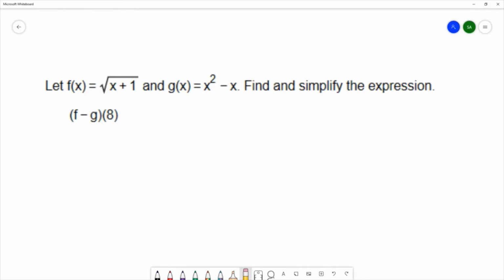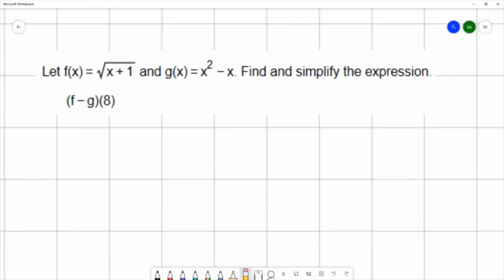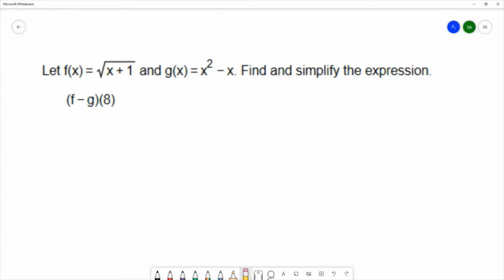In this example, we have let f of x equal square root of x plus 1 and g of x equal x squared minus x. We want to find and simplify the expression. Our expression is f minus g of 8. I have 2 different ways that I can work this problem out. I'll show you the first way.